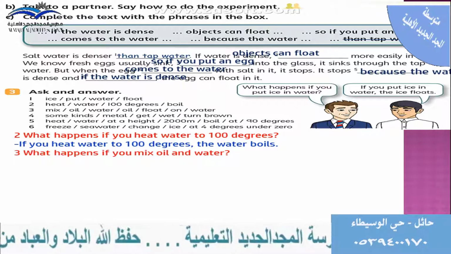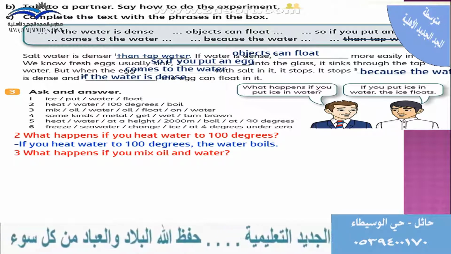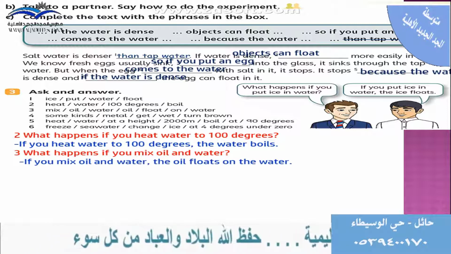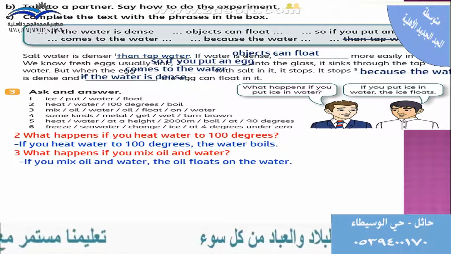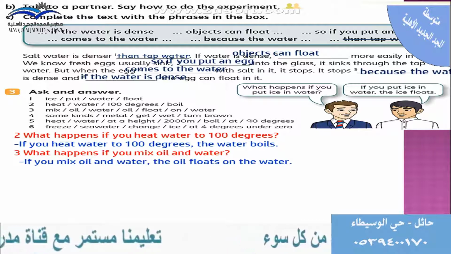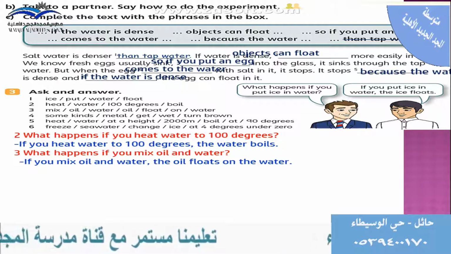Number 3. What happens if you mix oil and water? Yes, the answer will be: the oil floats on the water. Oil is lighter than water, so it will float.